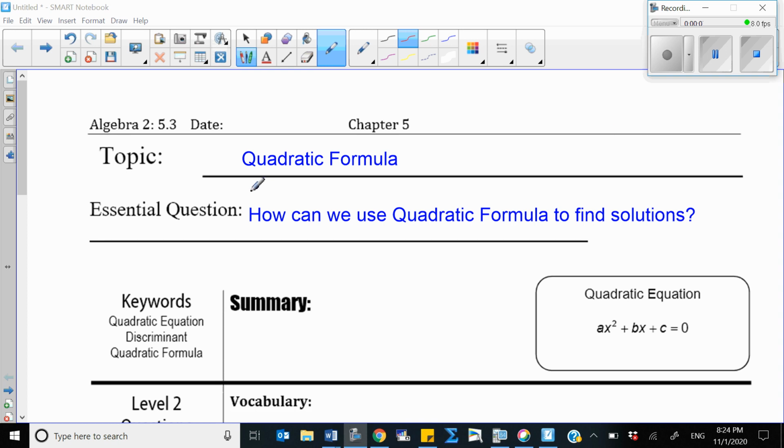Our topic for today's lesson is the quadratic formula. Our essential question is: how can we use the quadratic formula to find solutions?